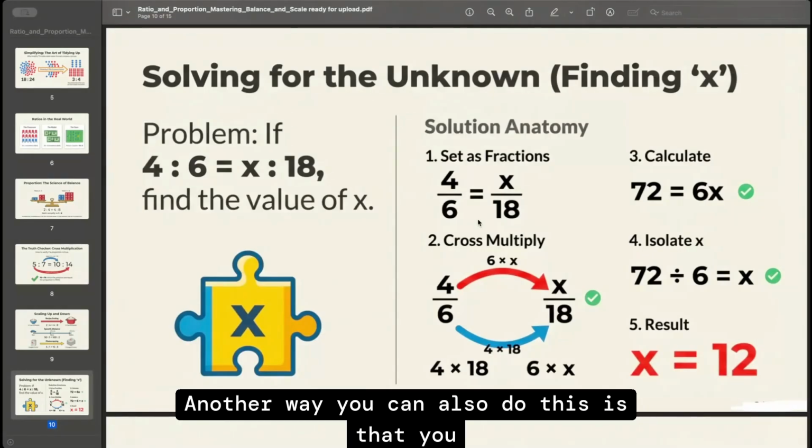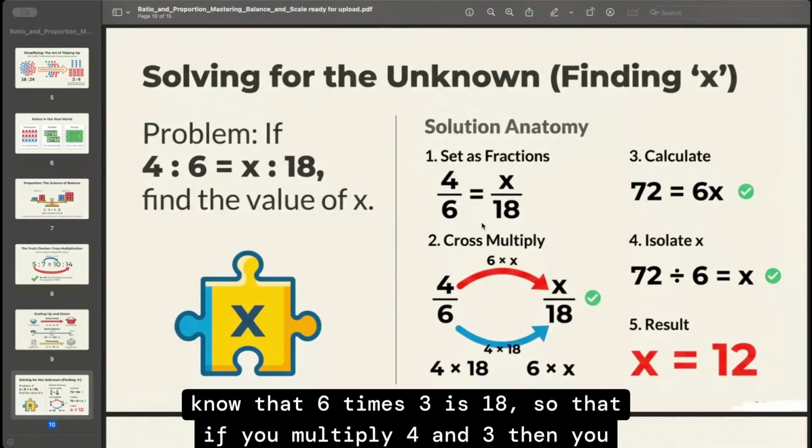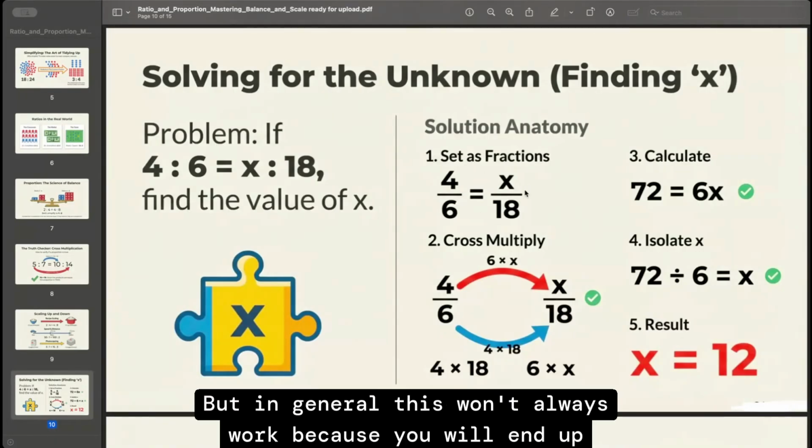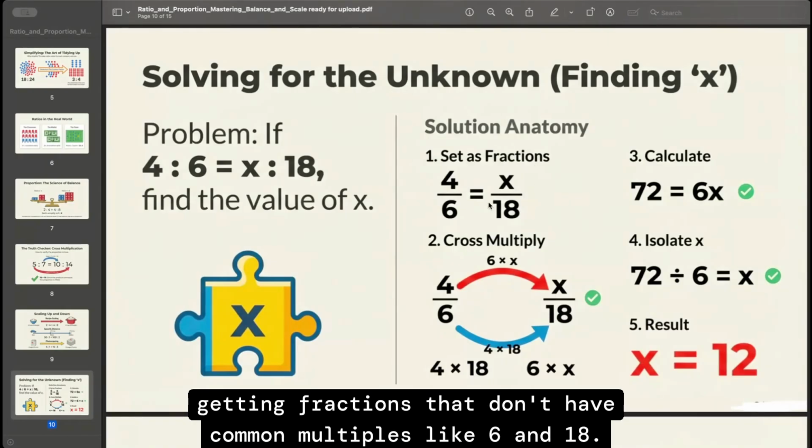Another way you can also do this is that you know that 6 times 3 is 18. So if you multiply 4 and 3, then you should get 12. But in general, this won't always work because you will end up getting fractions that don't have common multiples, like 6 and 18.